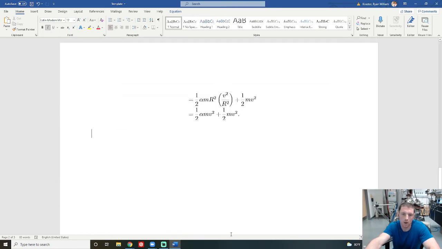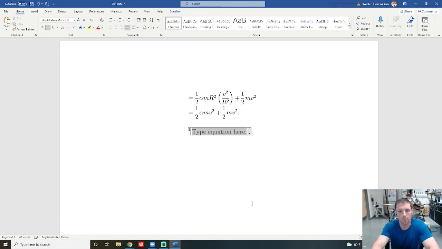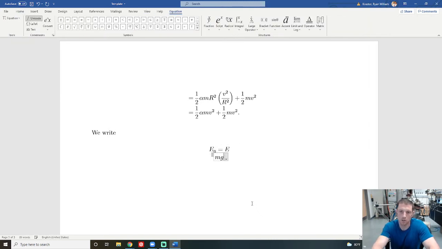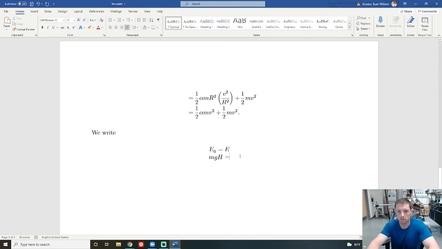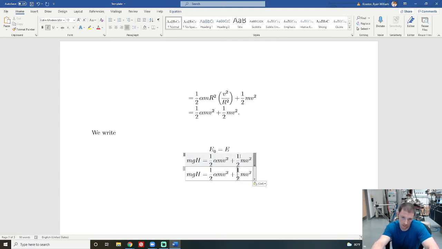Okay, so we just equate energies now. We write E initial equals E final. For E initial, remember we had mg big H, and then this equals the final energy. So far, this is what we have. Then we can actually go through and cancel the m's, which is cool.